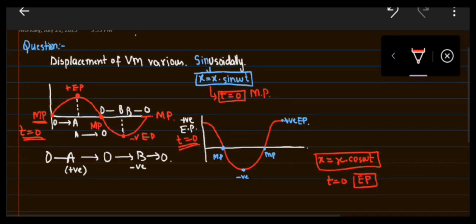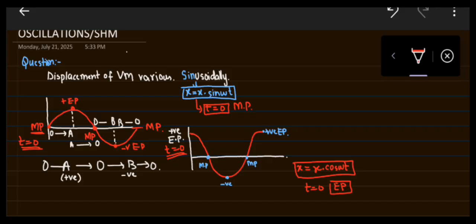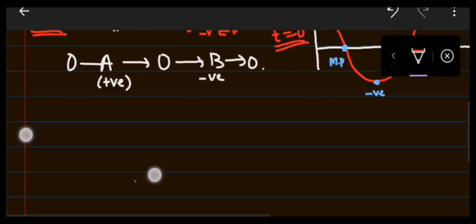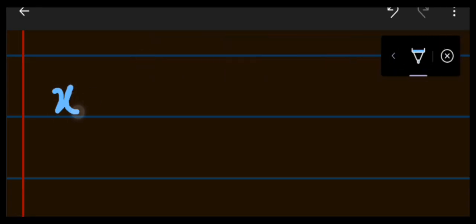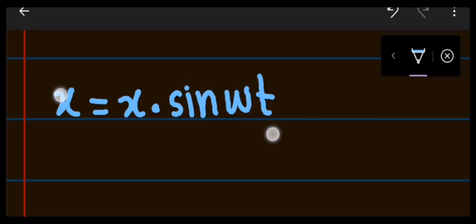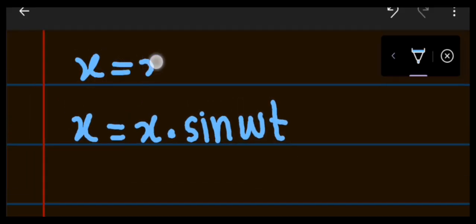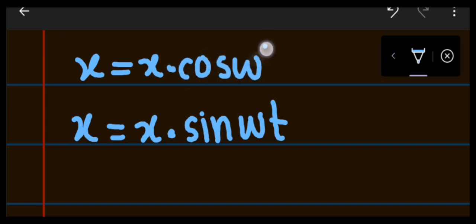Okay, so this is the basic concept of x is equal to x naught sin omega t, and x is equal to x naught cos omega t. Now let's discuss this formula. You know these both formulas are similar. One is this, another is x naught cos omega t. The only difference is sine and cos, because with sine we start at the mean position and with cos we start at the extreme position.